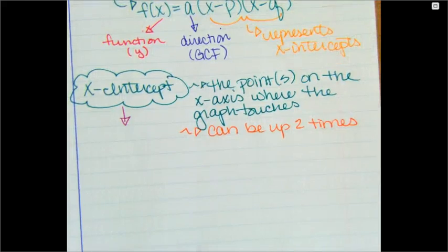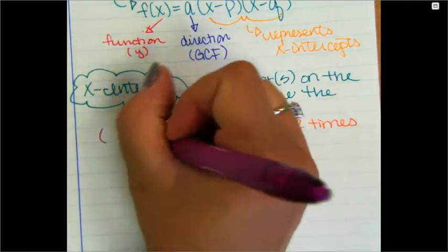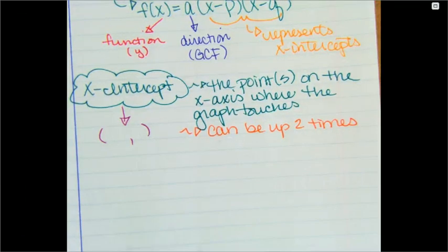Let's talk about x-intercept. How do we write an x-intercept? How do we write the ordered pair? Your x goes first. What's your y? The x changes, but what's your y then? 0.